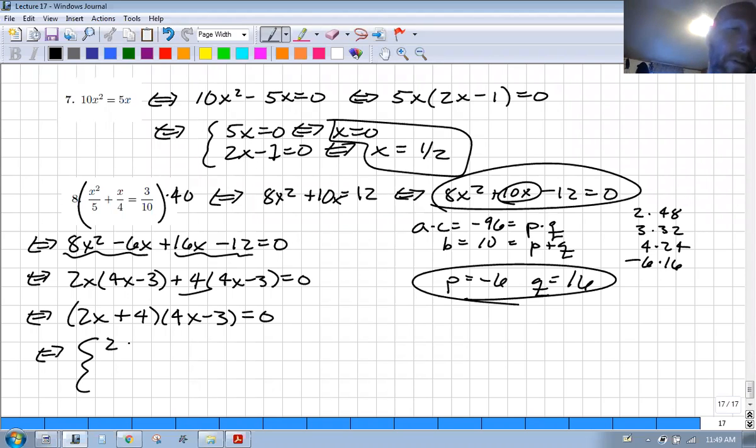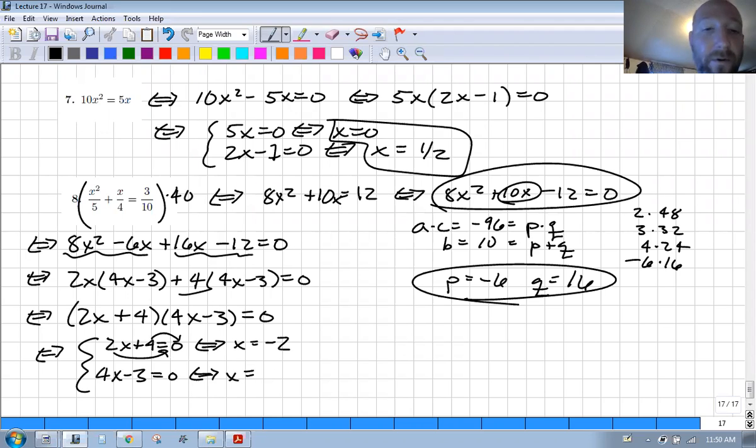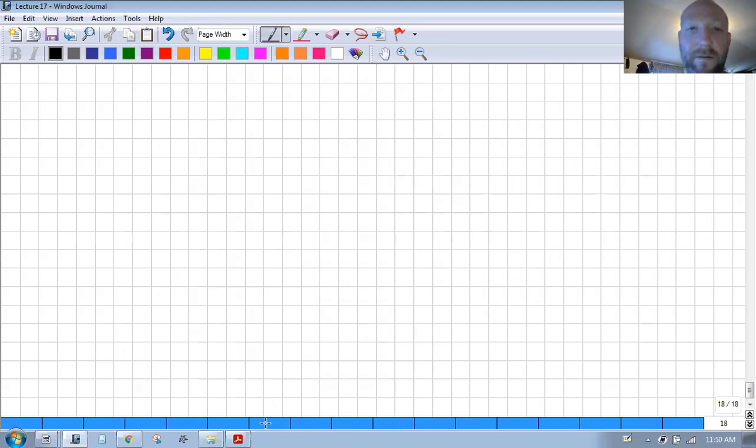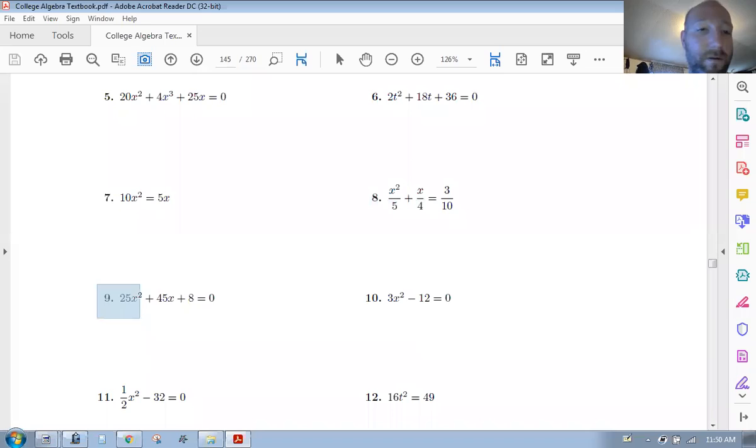So either 2x plus 4 is 0, or 4x minus 3 is 0. This one tells us that x is -2, right? If we subtract 4, divide by 2. This one tells us that x would be 3/4, right? If we add 3 and then divide by 4. So those are two solutions for number 8 here. And at number 9.